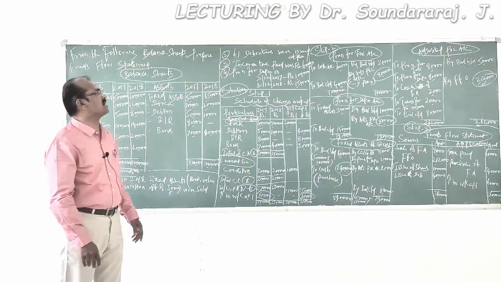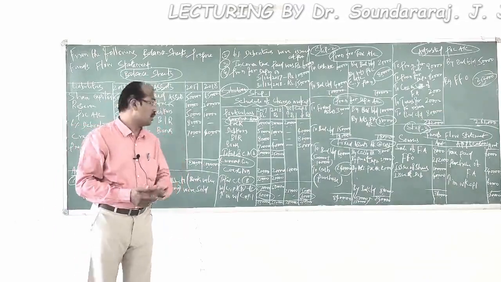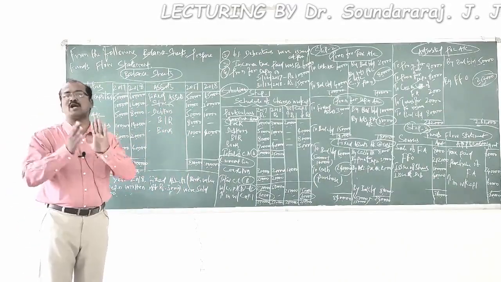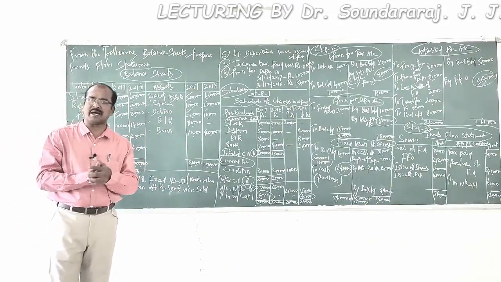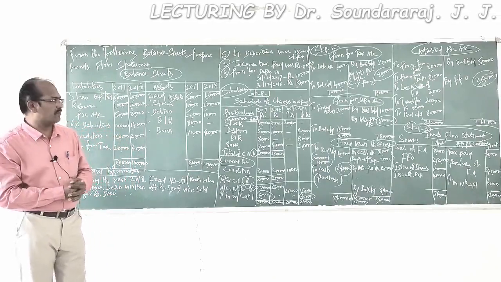The second additional information is what? 6% debentures were issued at par. Therefore, 40,000 rupees worth of debentures have been issued for a value of 40,000. There was no premium collected or no discount allowed with regard to issue of debentures.